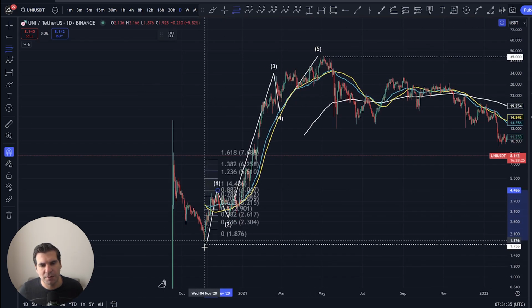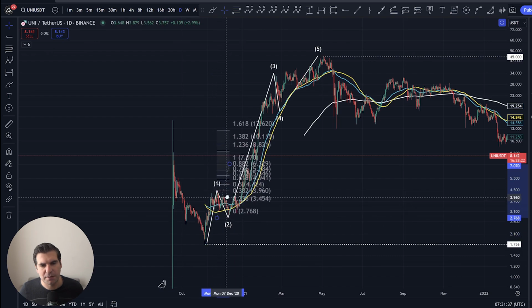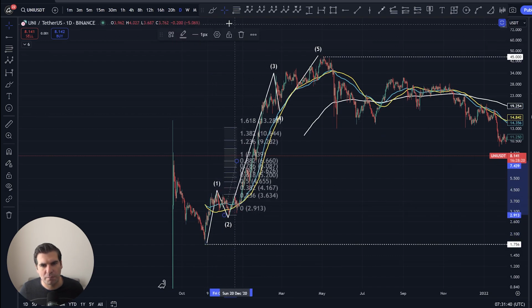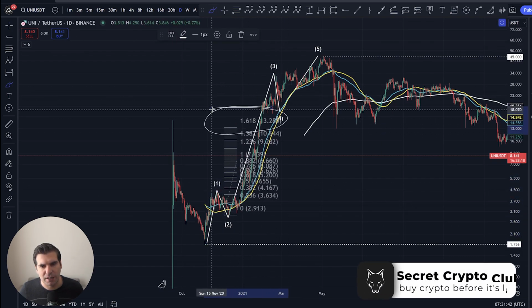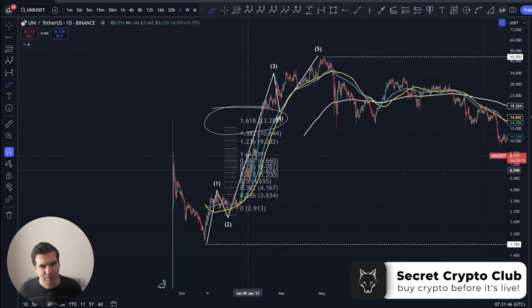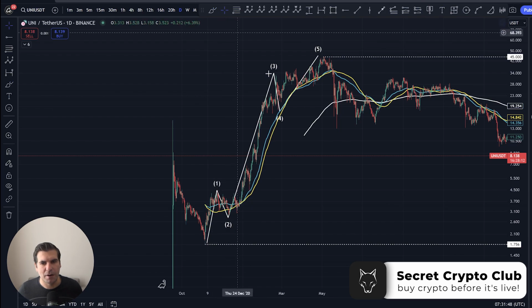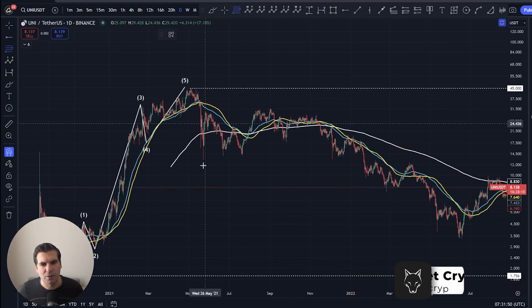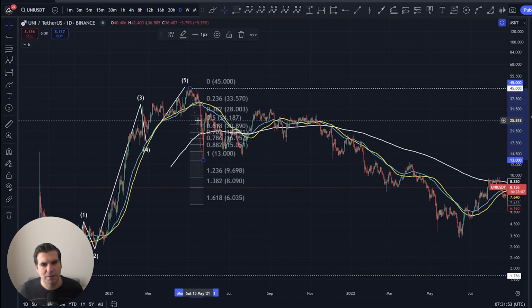So our impulsive movement here, the trend-based move to the upside, we saw that we crossed this 1.618 Fibonacci level right here before we completed that 3rd wave and before we had the 5th wave, right? Whereas in the bear market, we don't see that. Instead, what we saw was a move that reacted to the 1.236 level.